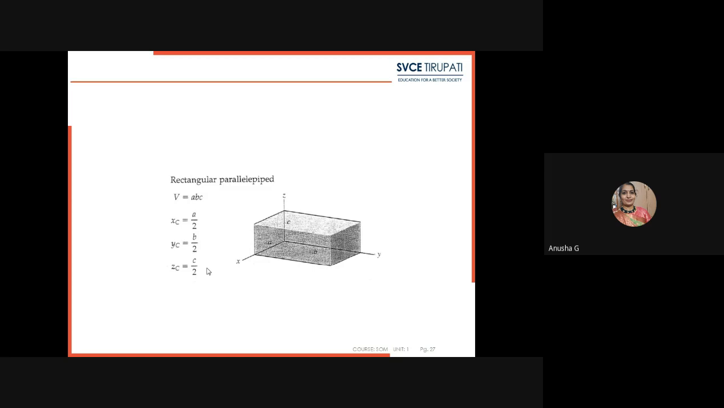You can observe here, then we have to calculate the centroid. The x-axis means a by 2, the y-axis means b by 2, the z-axis means c by 2. This is half of the distance in each direction.